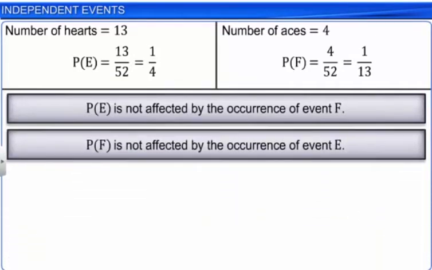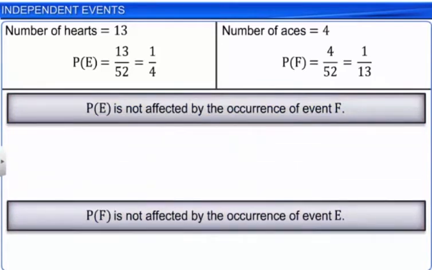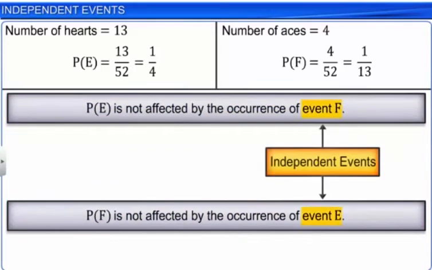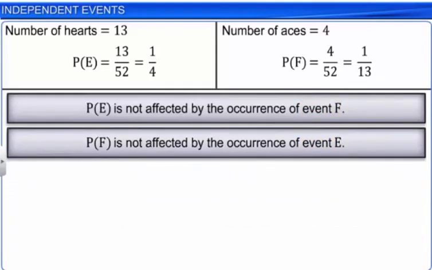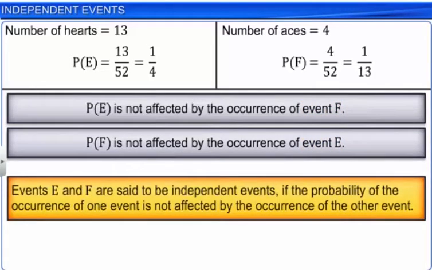Observe that in both the cases, the probability of occurrence of one event is not affected by the occurrence of the other event. Such events are called independent events. Events E and F are said to be independent events if the probability of the occurrence of one event is not affected by the occurrence of the other event.